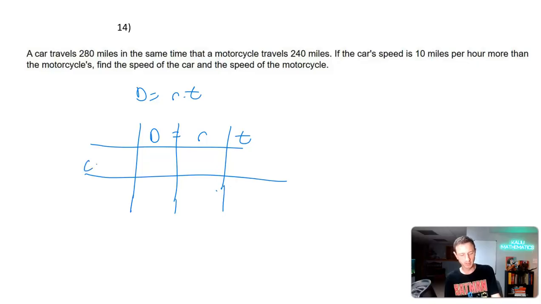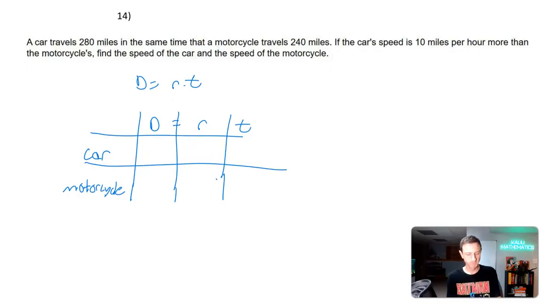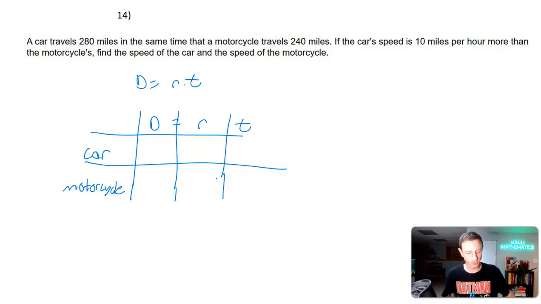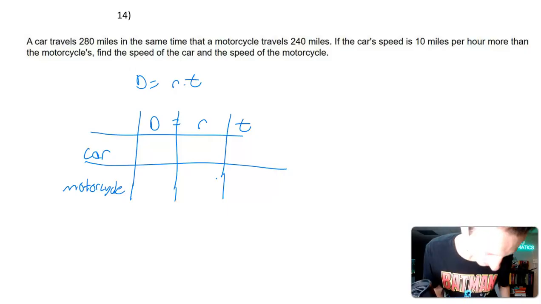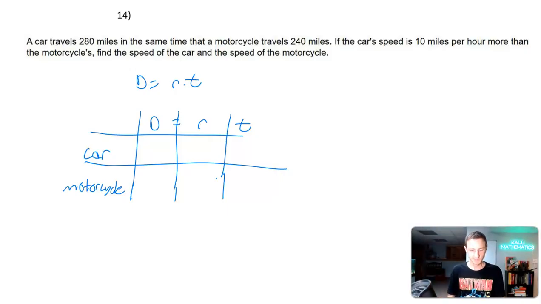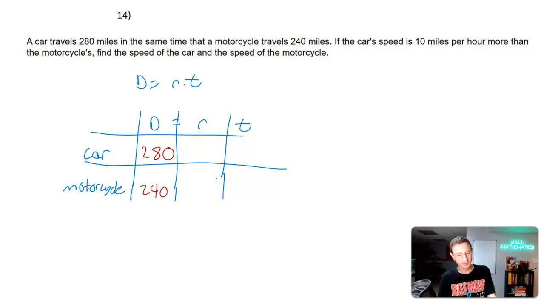We have a car and a motorcycle. The car travels 280 miles in the same time that a motorcycle travels 240 miles. So the car went 280 miles, so let's fill in that gap of 280. Motorcycle went 240. The car is going 10 miles per hour faster than the motorcycle. So if the motorcycle is going 20, the car is going 30. The motorcycle is going 50, the car is going 60.